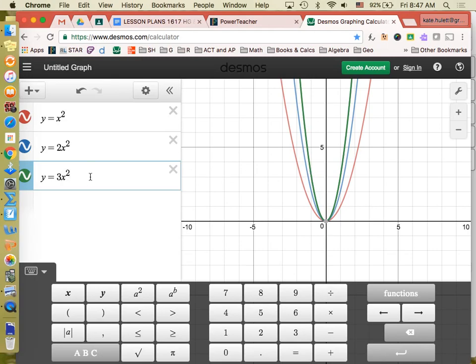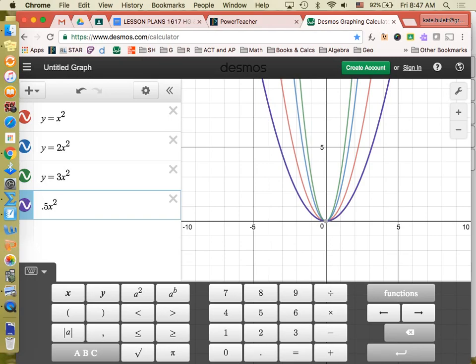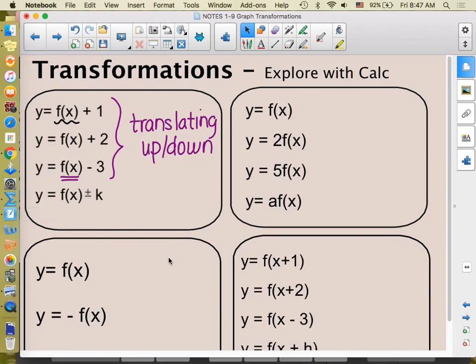And you might remember this from last year. I'm going to try a 0.5 in front just so I see what happens there. And I get a wider parabola. So of all the transformations, this is definitely changing the shape of the graph. It's stretching it wider or narrower. The larger the coefficient, the faster that x squared graph is growing in y values, so it's getting narrower.